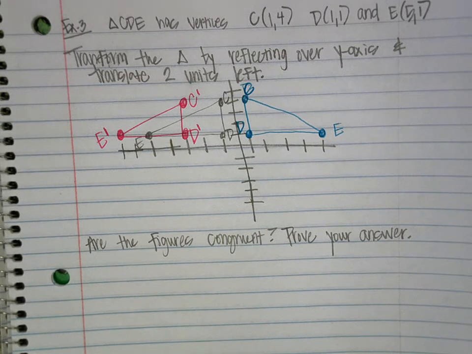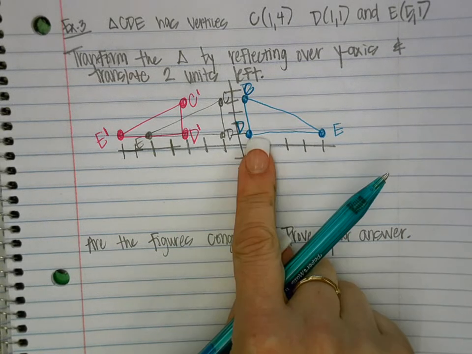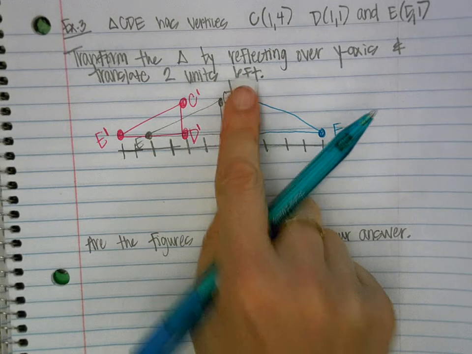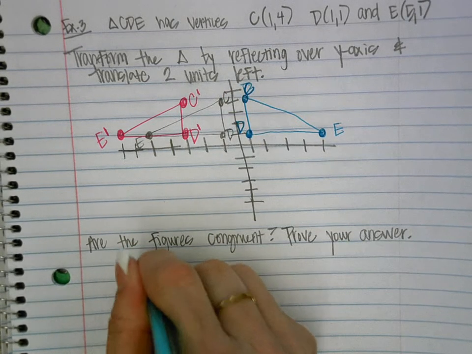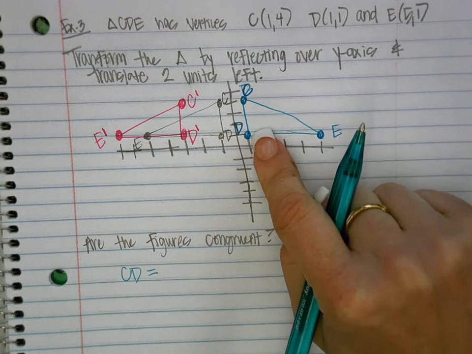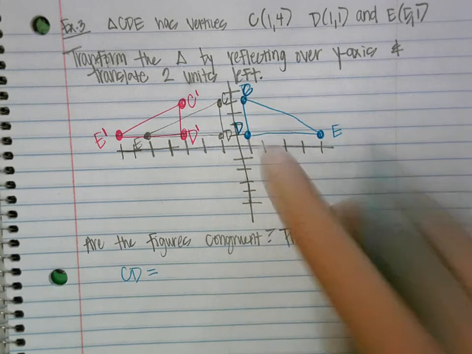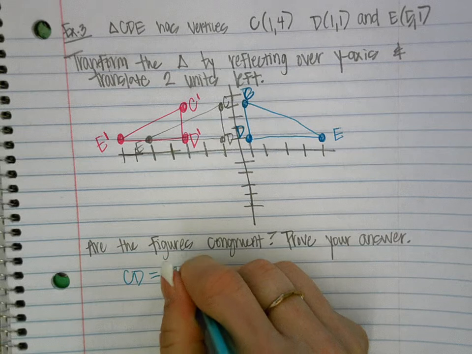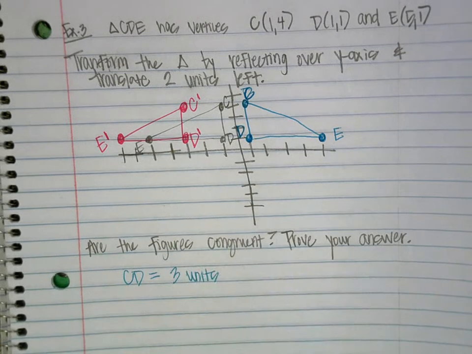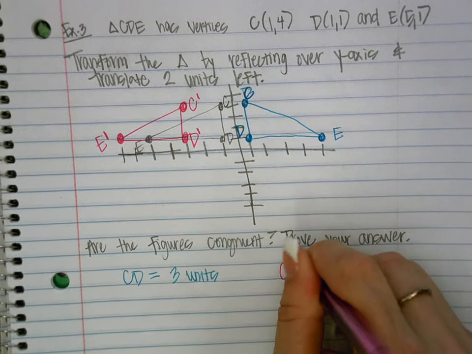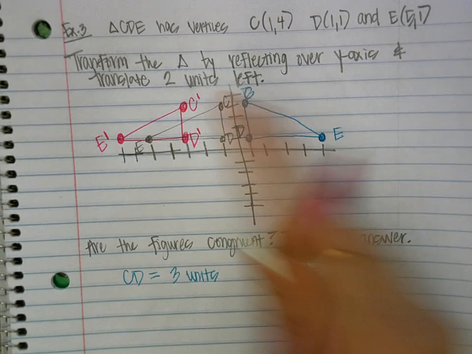They're the same size. But how can you prove to me what size they are? Can you measure them? Yeah. Could you measure their side lengths? What is CD's side length? What's the measure of CD? How many spaces is that? 3 units. What is its reflected side length? What is C prime D prime? Also 3 units.